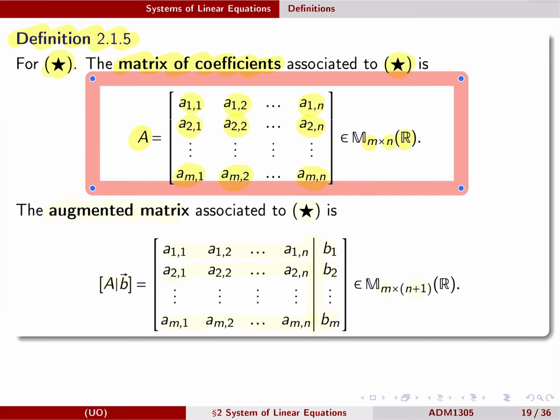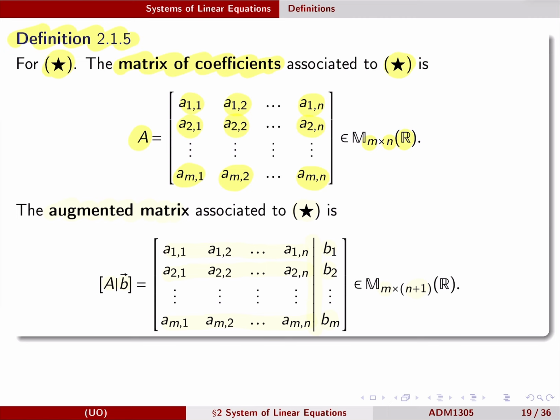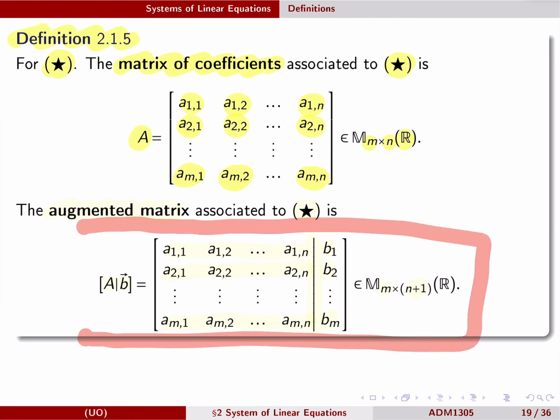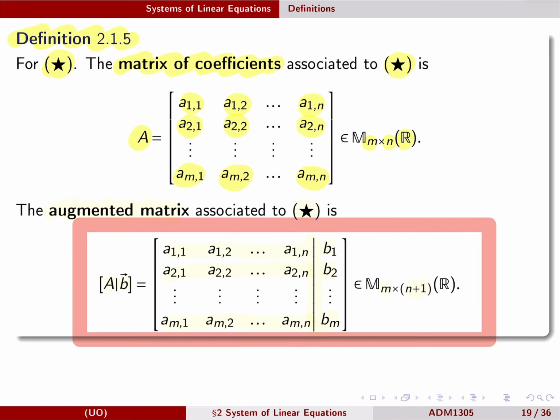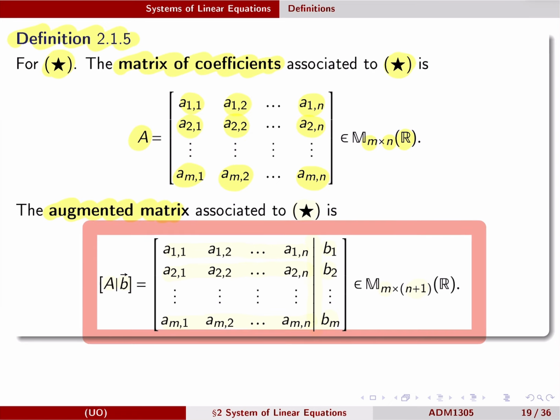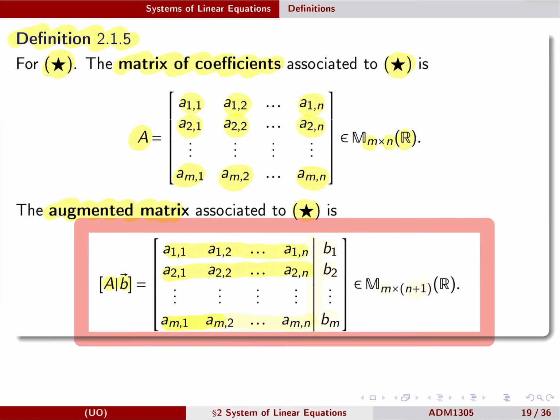What about the constant terms? Where do they go? Well, there's another matrix where we're going to be storing those constant terms. So here, the new matrix, the augmented matrix associated to our star system, and the notation is A augmented by B, because the first n columns are going to be constructed using the exact same matrix A.